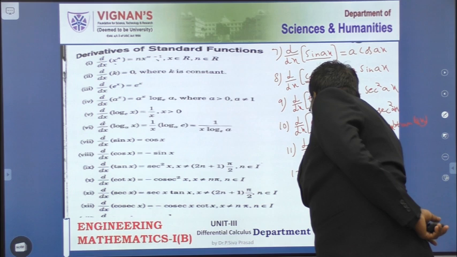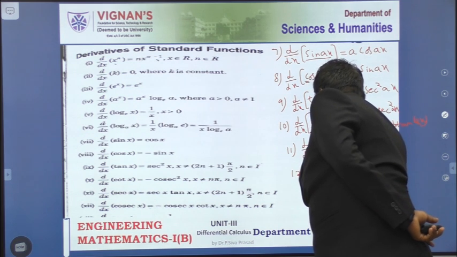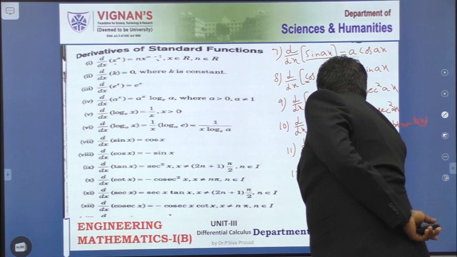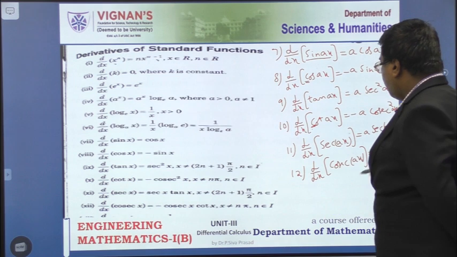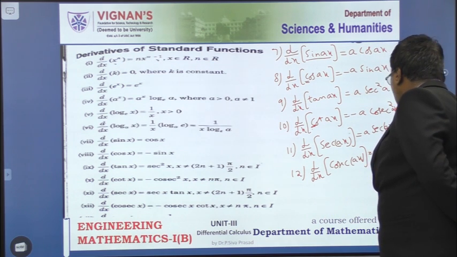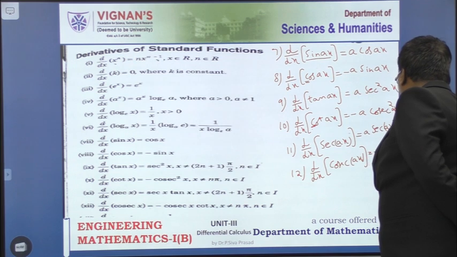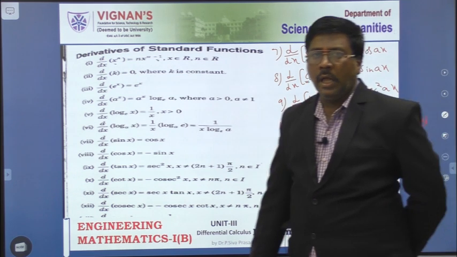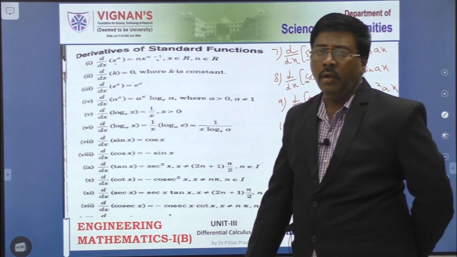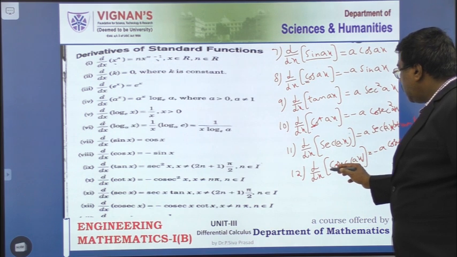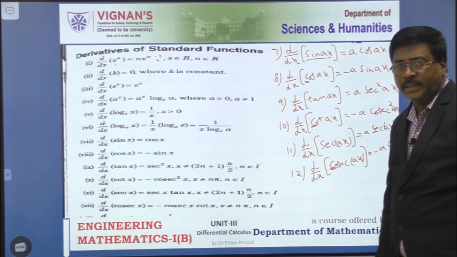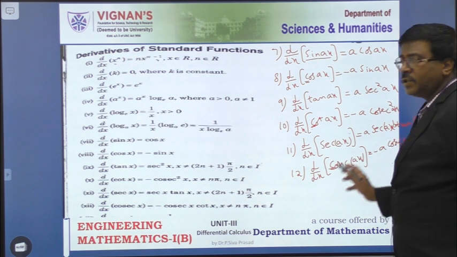And the 12th one is d by dx of cosecant ax, which is equal to minus a into cosecant ax into cot ax. These are the formulas for the differentiation of all the trigonometric functions. Again, you have to remember these formulas. Here also the trigonometric ratio starts with the letter C, so the derivative of this function is negative.